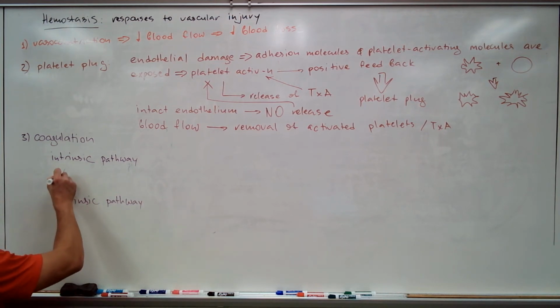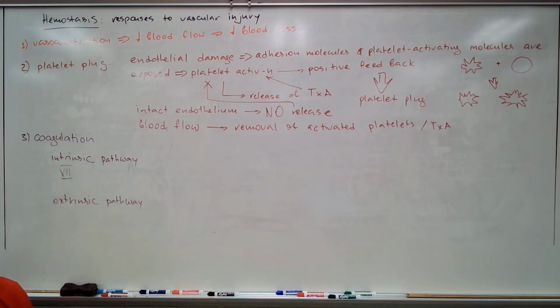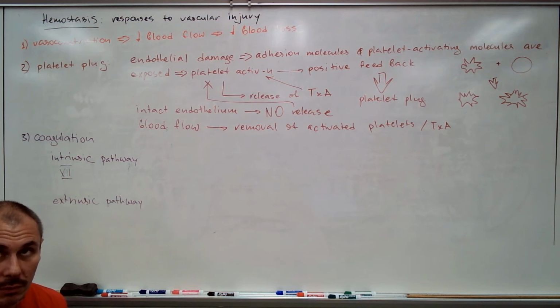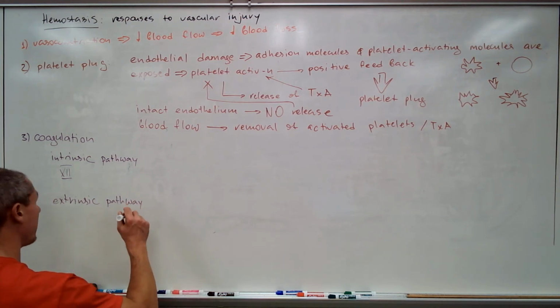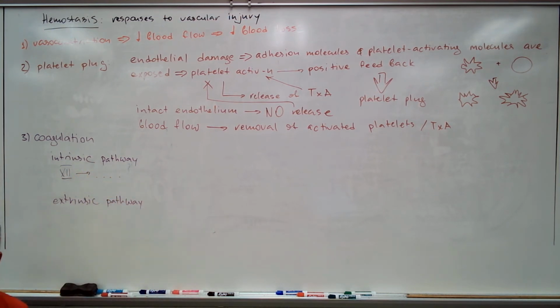It all starts with factor 12, goes to factor 11, then factor 9, factor 8, and then factor 10. We'll get to factor 10 in a second. So, know the sequence of factors in the intrinsic pathway. Does that make sense? Do you understand what I'm asking? There's a scheme in the notes.